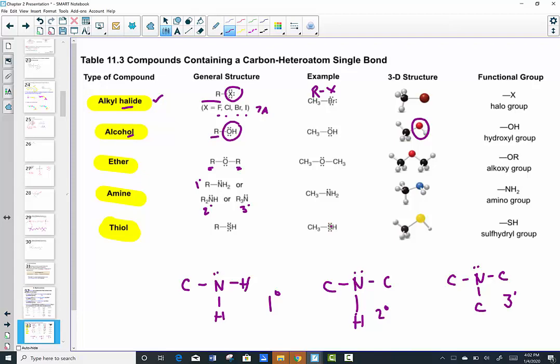And the thiol group, very similar to the alcohol group. Remember on the periodic table in group 6A, oxygen is in period 2, sulfur is in period 3. Both of these have very similar chemical properties in terms of bonding. Sulfur and oxygen both will form two bonds and two lone pairs. And so the thiol group is RSH, whereas the alcohol group is ROH. You'll see that they have very similar properties based on the location on the periodic table.